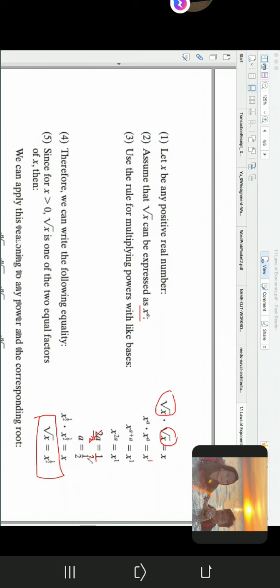And then we have to substitute this 1/2 for a. Also here, we have to substitute. So that is x to the power of 1/2 times x to the power of 1/2 is equal to x to the power of 1. Understood that this is 1, right? So, 1/2 plus 1/2 is 1, right? So, we can say that square root of x is equal to x to the power of 1/2.